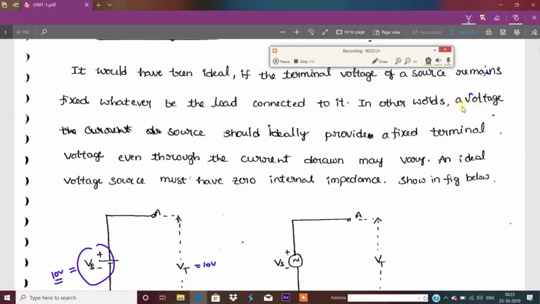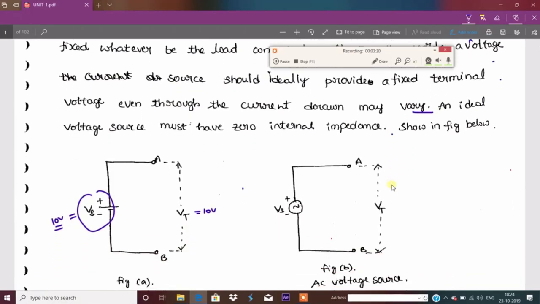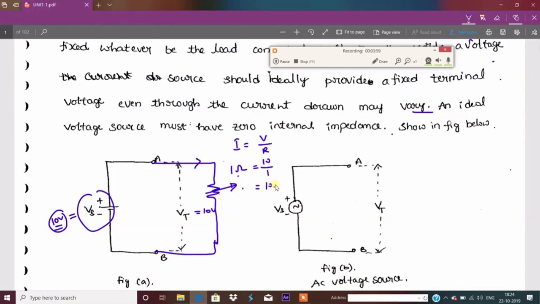In other words, an ideal voltage source has a fixed terminal voltage even though the current drawn may vary. What is the meaning here? For example, I connected a load resistance. This resistance is variable. If I connect 1 ohm resistance and apply 10 volt, what is the current flowing through this circuit? I is equal to V by R. What is V? 10. What is R? 1. So 10 amperes.